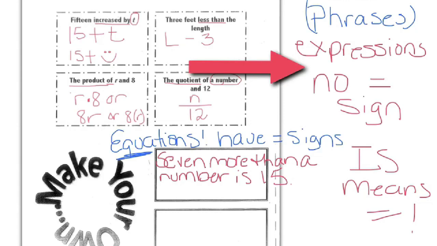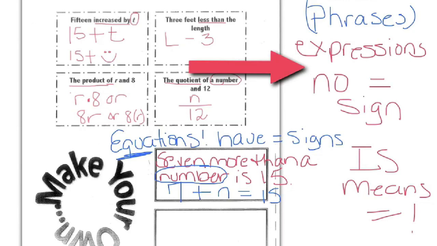7 more than a number is 15. So let's write that down. Let's start with 7. 7 more than a number, that's our variable. I'm going to circle it because that helps me know that it's a variable. So 7 plus n equals, because is our equals, 15. That's our equation.